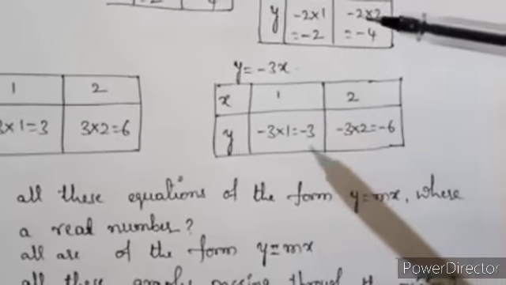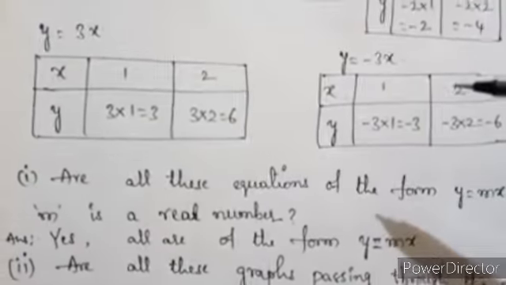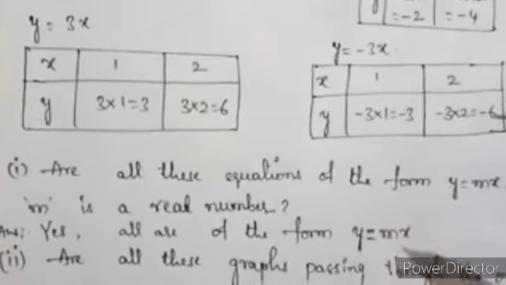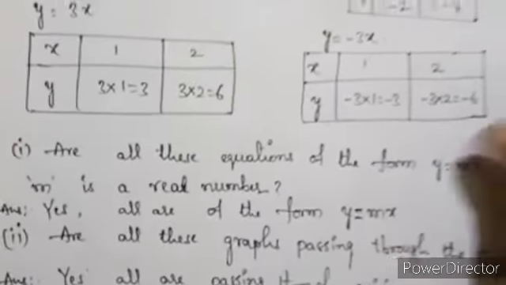In the same way, for y is equals to 3x, x is equals to 1, y is equals to 3 into 1, that is 3, x is equals to 2, y is equals to 3 into 2, that is 6. For the equation y is equals to minus 3x, x is equals to 1, y is equals to minus 3 into 1, minus 3, x is equals to 2, minus 3 into 2, that is minus 6.